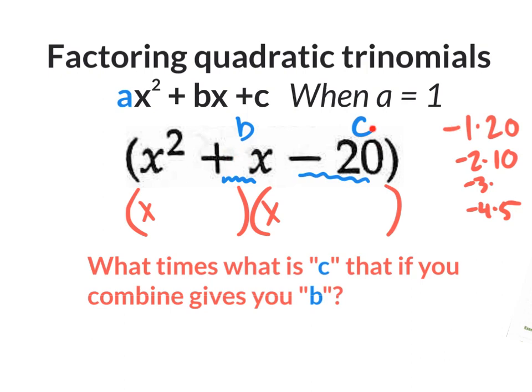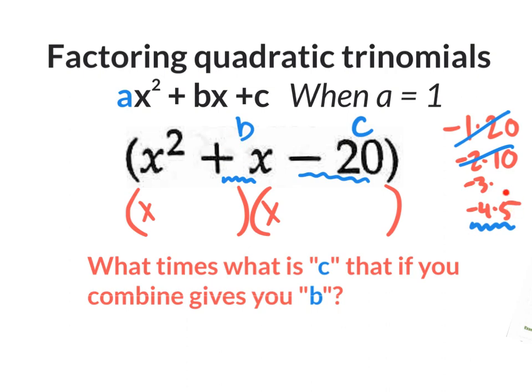This middle value is not 19. Again, you want what times what is this that if you combine gives you this. So when you combine these guys, it gives you 19. This is not 19, so this is not it. When you combine 10 and negative 2, that gives you 8. This middle value is not 8, so that's definitely not it either. The last one, 4 and negative 5. When you combine 4 and negative 5, it does give you a positive 1, and this b value is a positive 1.